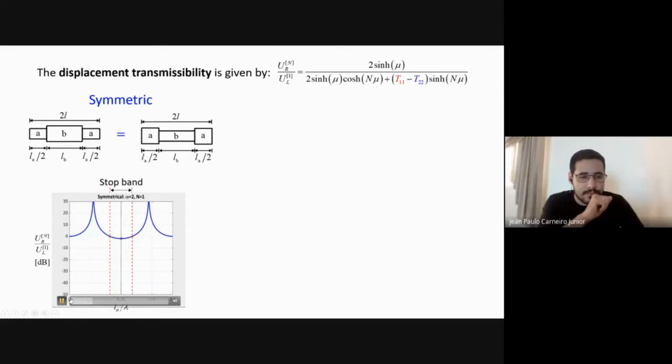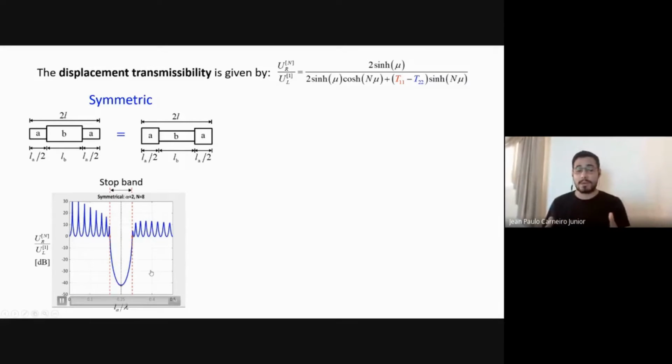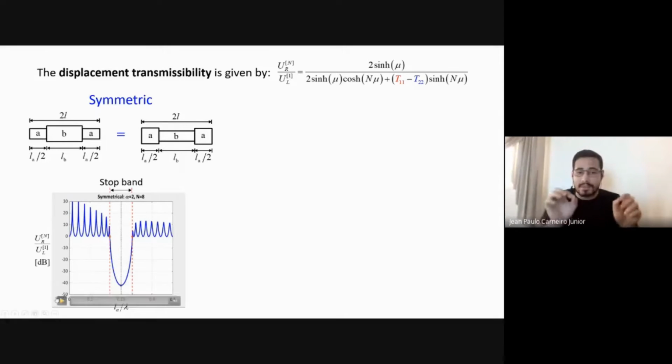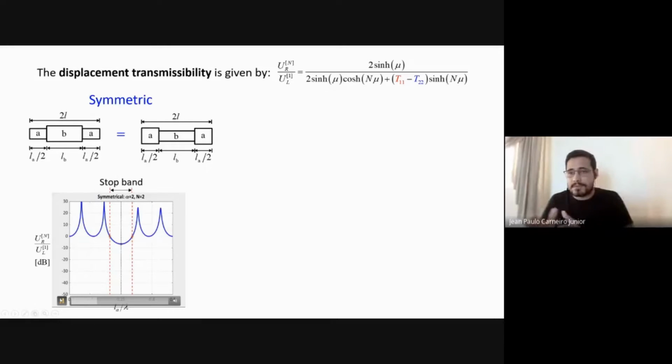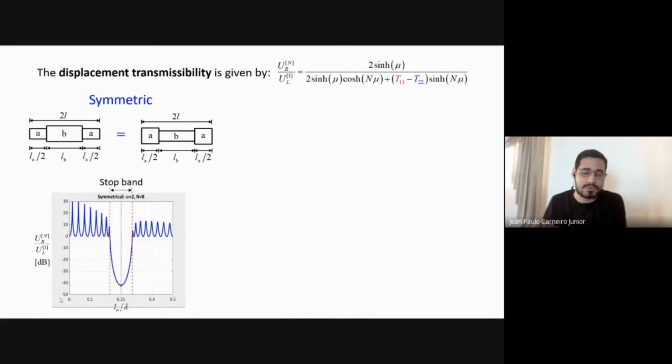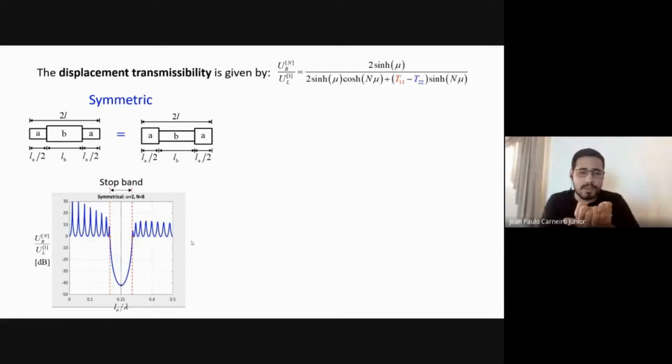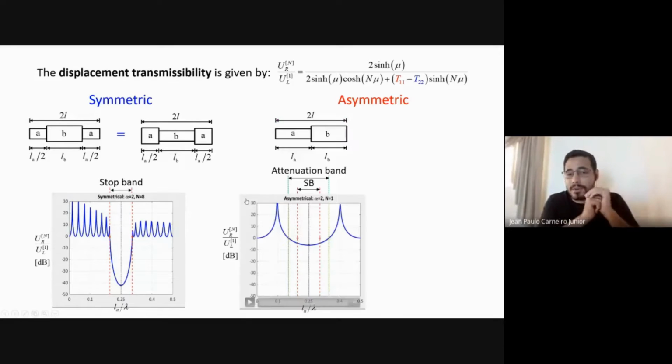Professor, please move. So when we increase the number of cells, we see that the bounding points of our stop band, of our attenuation band region, are delimited by the same frequencies as the stop band. So symmetrical finite structures behave like infinite structures. If we flip this cell, so now A is greater than B, the behavior is the same for the symmetrical structure. However, when we look now at asymmetrical ones, T11 and T22 are no longer equal.